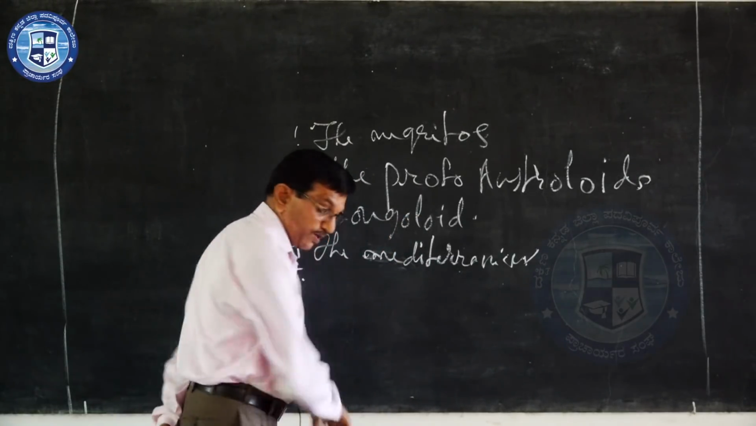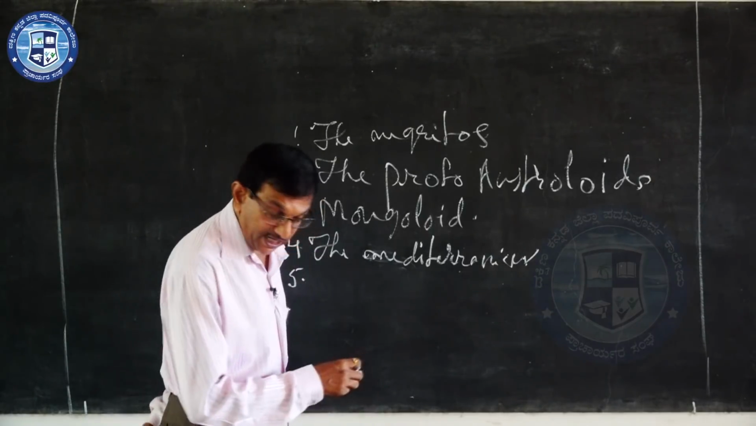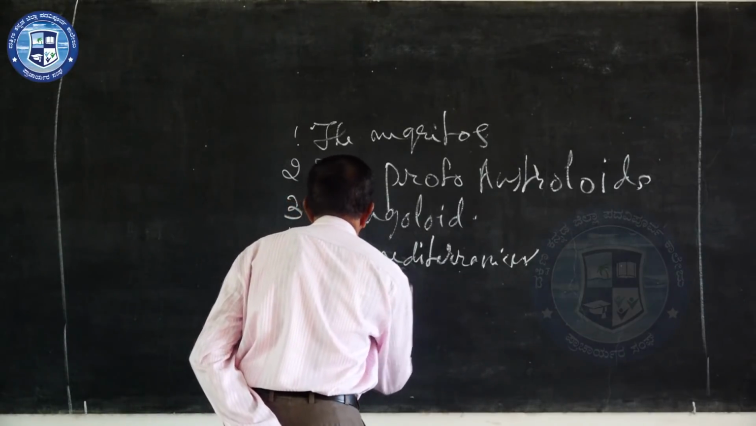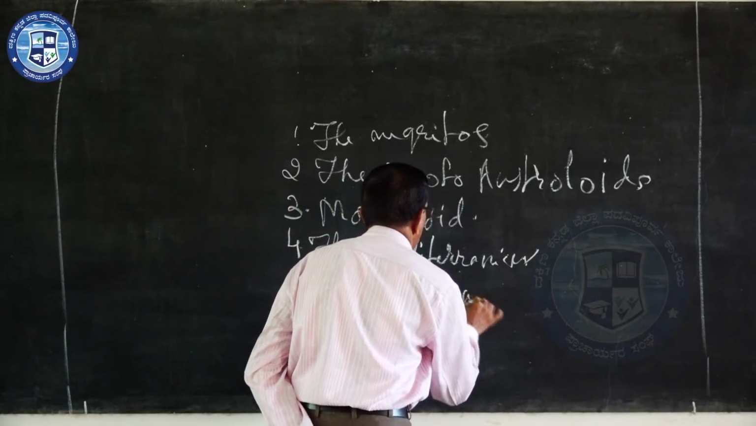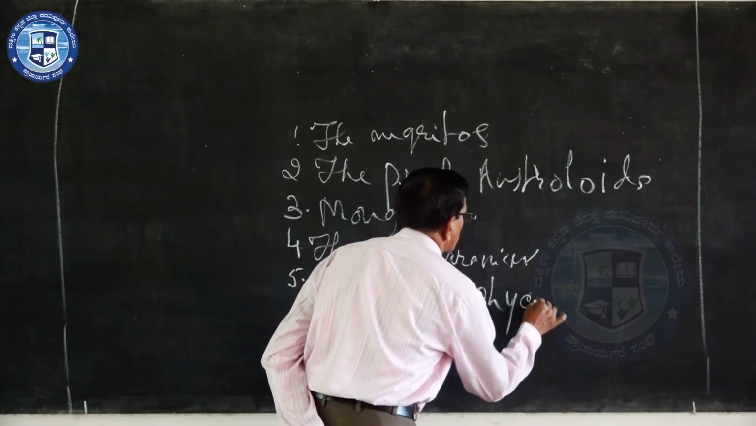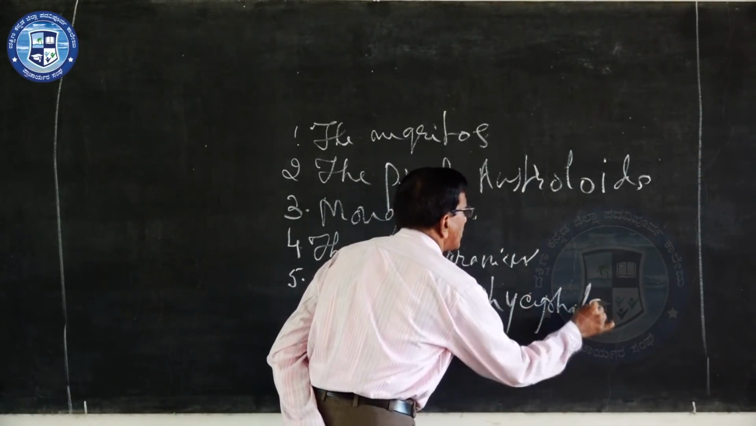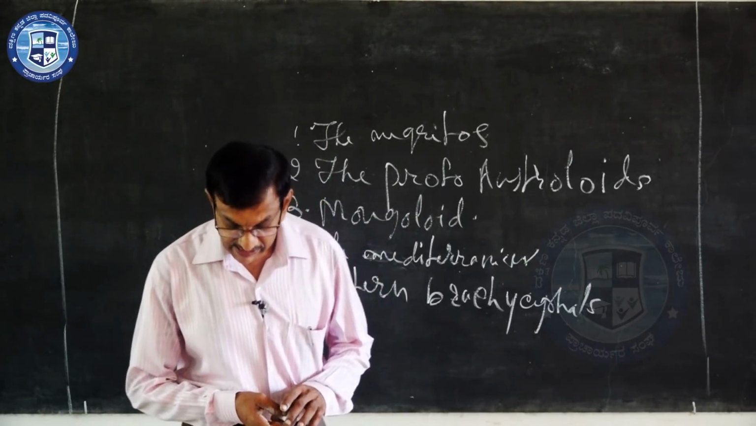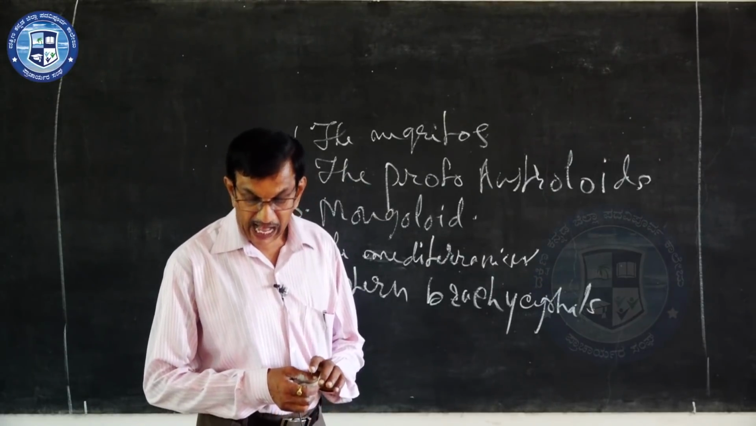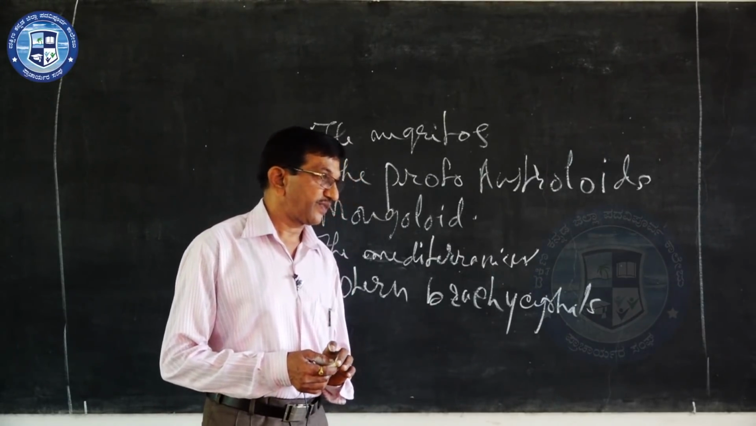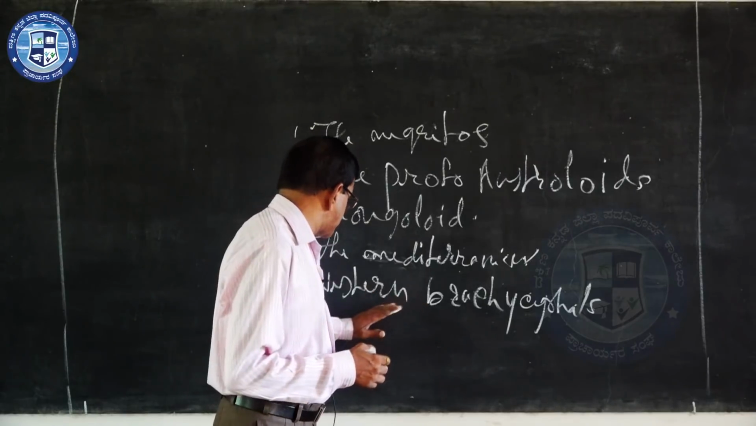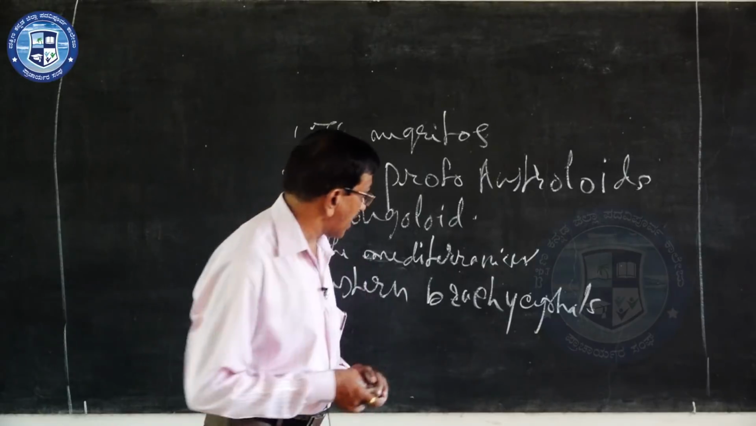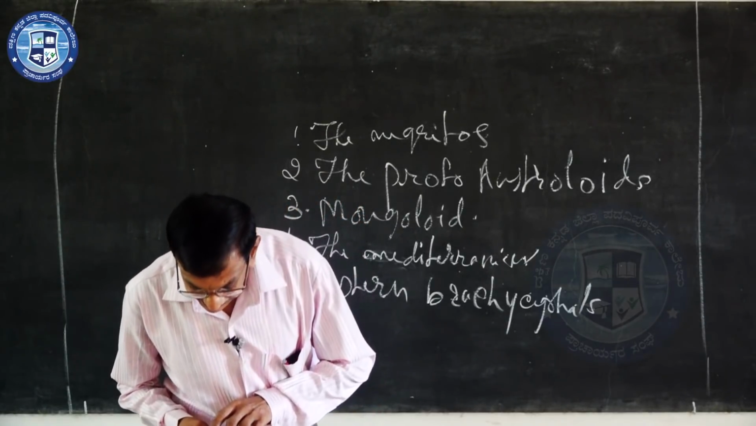Then come to the 5th, Western Brachycephals. Here also there are 3 subdivisions called Alpinoid, Armenoid and Dinaric. So Guha has classified these Western Brachycephals into 3 subgroups once again: Alpinoid, Armenoid and Dinaric.